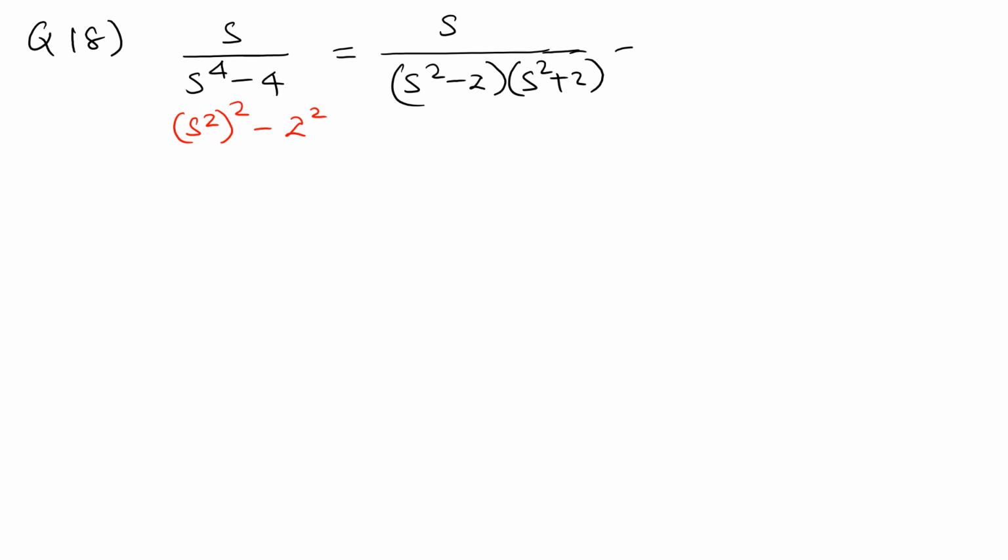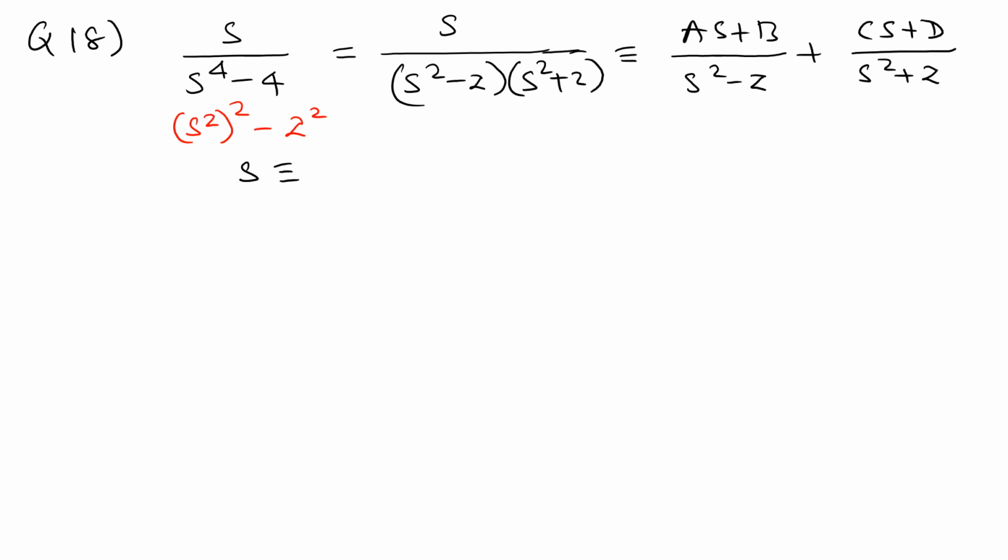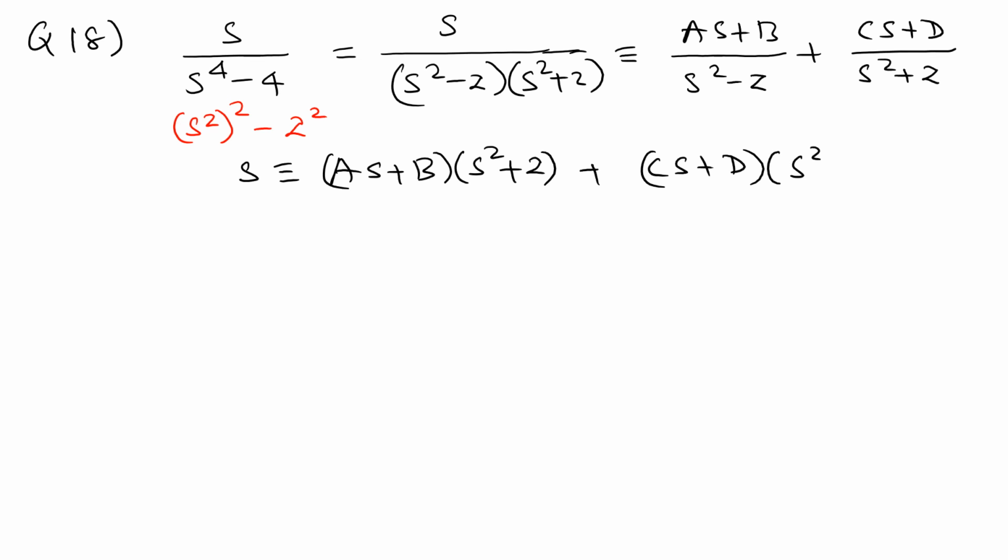Because of that, we can write the partial fractions. So we have one with s squared minus 2 and another with s squared plus 2. You can write this one as (as plus b) and this one as (cs plus d). So again, as before, we write the four equations. This can lead to s identical to (as plus b)(s squared plus 2) plus (cs plus d)(s squared minus 2). So we're going to write the four equations as before now.